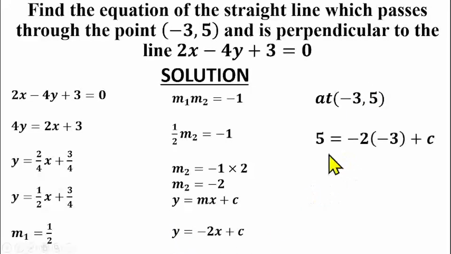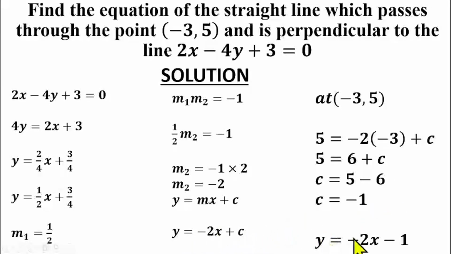If you put that, you'll have 5 equals minus 2 times minus 3, which is x, plus c. So that will give us 5 equals 6 plus c. Collecting like terms, c will be equal to 5 minus 6. c will be equal to minus 1. So this will be returned back to this equation here. That will give us y equals minus 2x minus 1 as the equation we are looking for, which is perpendicular to this one here.